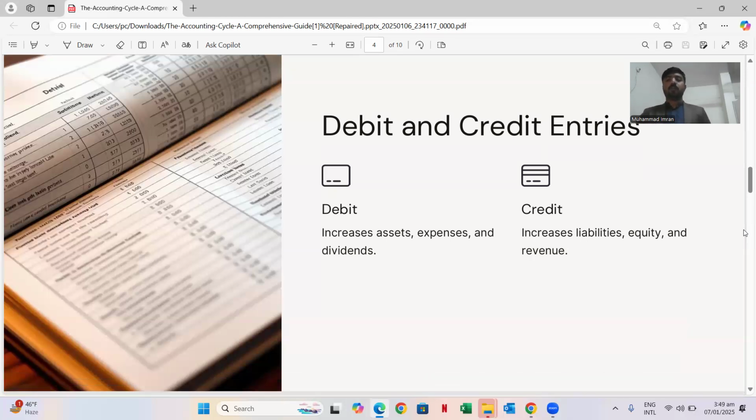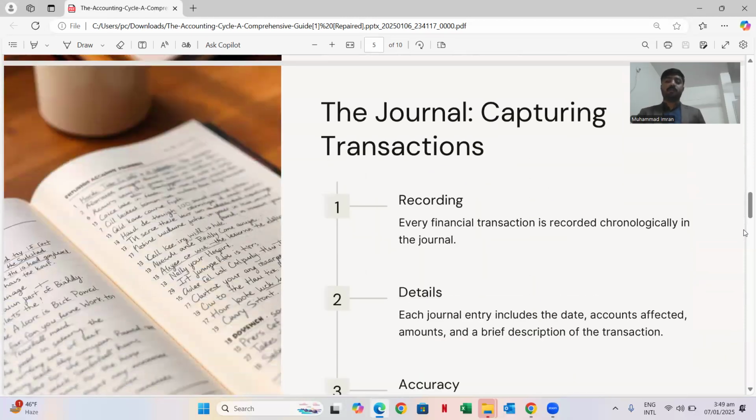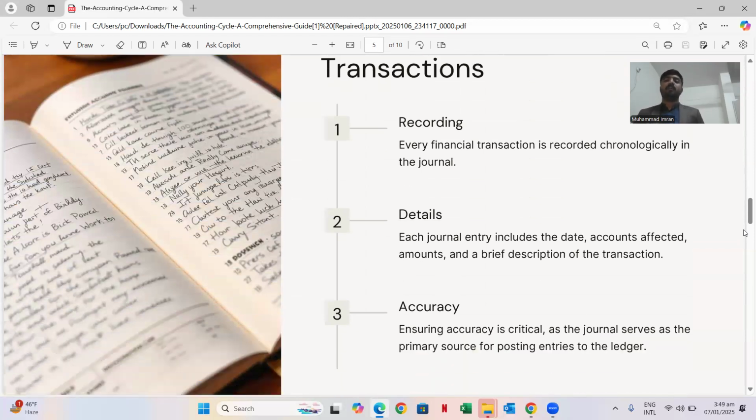So now we move next, which is the journal. In the journal, the different transactions are captured. For that purpose, every financial transaction performed in a business is recorded after every event or after every transaction. Whenever a transaction is made, an event has happened, or an activity is done, all of these transactions are recorded in the journals.